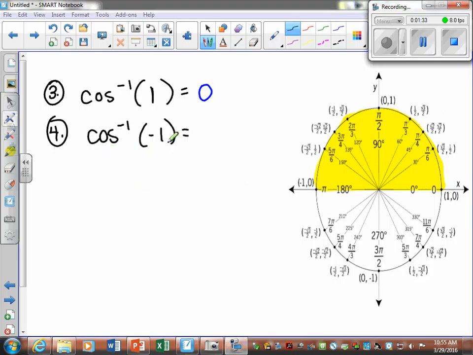Okay, let's do another one. Let's just go ahead and do this one since I wrote it down wrong the first time. What angle would I have to take the cosine of to get -1 in our highlighted region? The cosine's the x value, remember? So what would that be? Pi. Good.